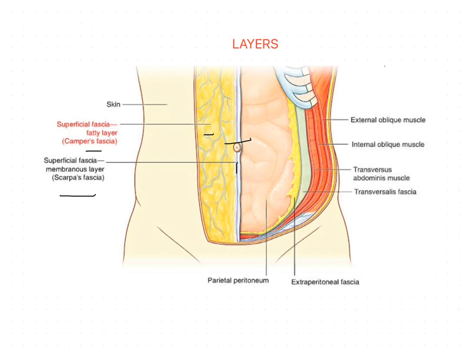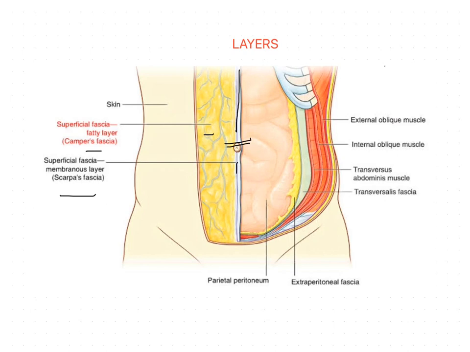Such two layers of differentiation can be seen only below the level of the umbilicus, not above it. The fatty layer and the membranous layer are very much attached, fused in the upper abdominal region. In the lower abdominal region, below the umbilicus, we can find this differentiation, that is superficial layer and deep layer. The superficial layer is called fascia of Camper or Camper's fascia, that is the fatty layer, and the deep layer is called fascia of Scarpa or Scarpa's fascia, the membranous layer.